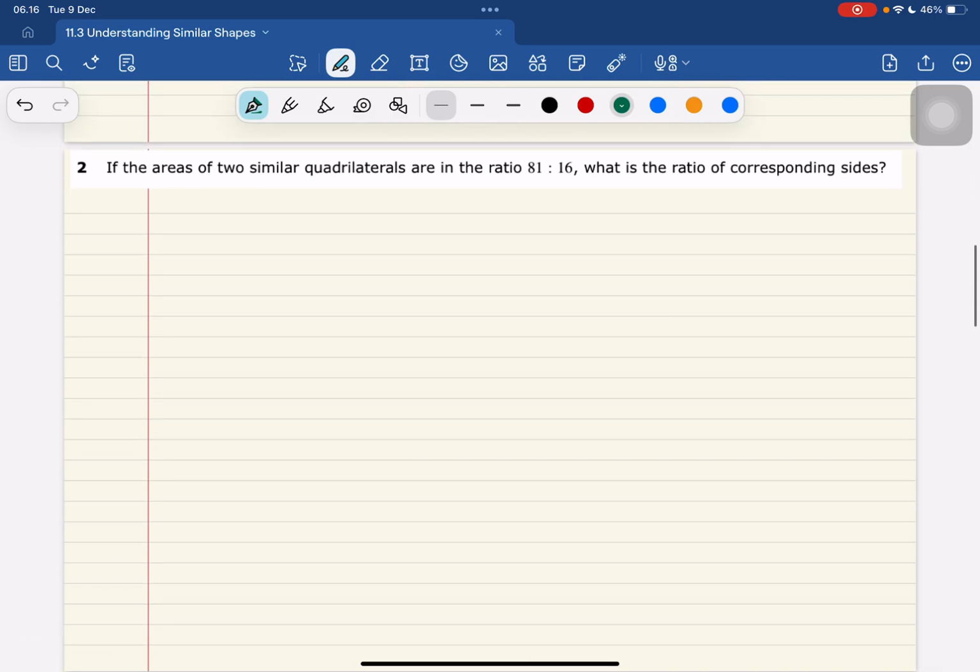Okay, if the areas of two similar quadrilaterals are in the ratio 81 to 16, what is the ratio of corresponding sides? For the corresponding sides, we take the square root of it. So it's going to be 9 to 4.